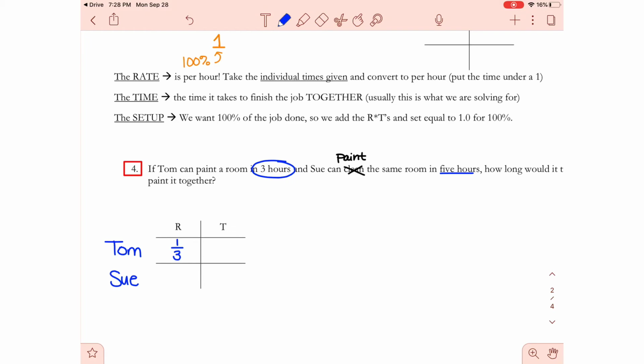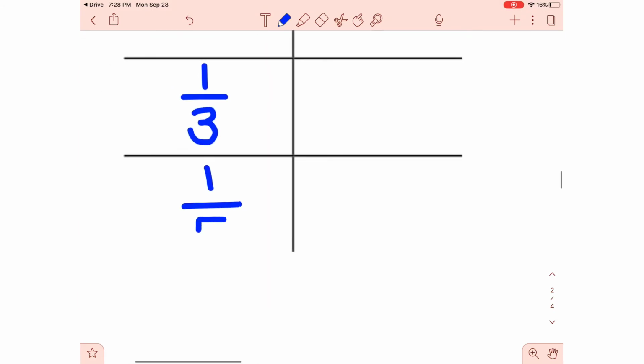So I guess fine. But 5 hours for Sue is going to be 1/5 per hour.